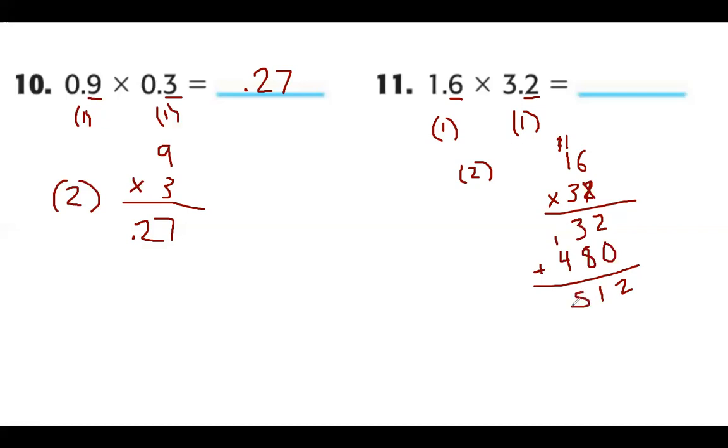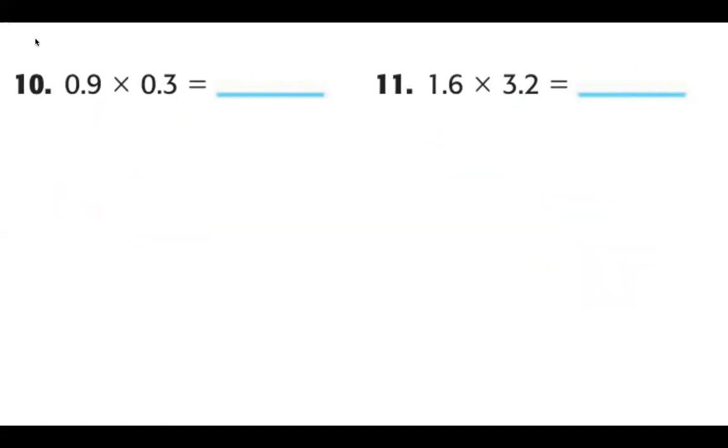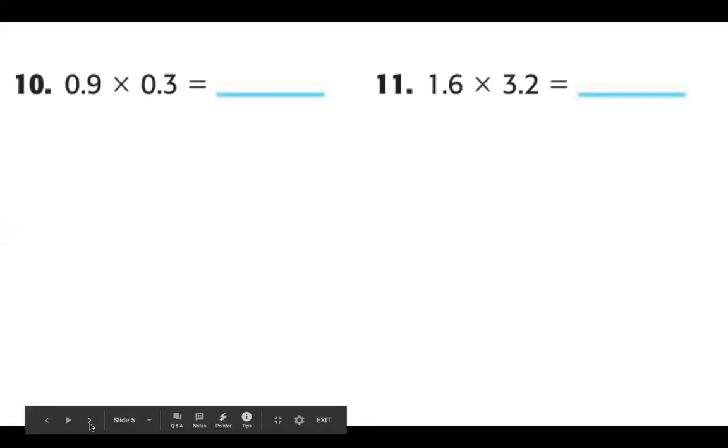My last step to do, because my answer is not 512, because I need 2 numbers behind the decimal. If I go in 1, 2, my decimal belongs right there. So my answer is not 512, boys and girls. How do I say that properly? Say it to yourself or say it out loud. You should have said 5 and 12 hundredths. That is correct. Okay, so those are our last example problems.